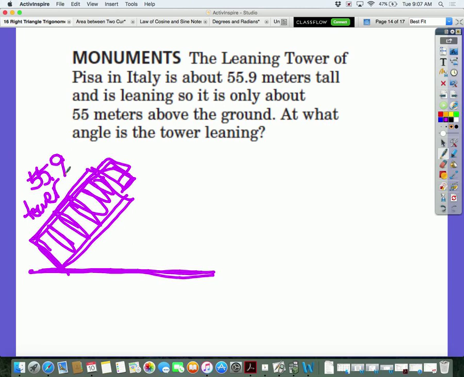So where would that be? In the back of the tower, from the top of the tower to the ground. So from the top of the tower to the ground, that would be 55 meters. Do you see your right triangle that's formed? Yes.